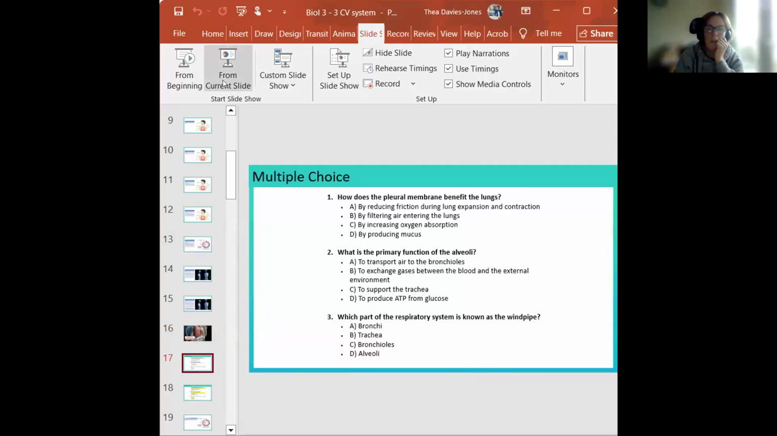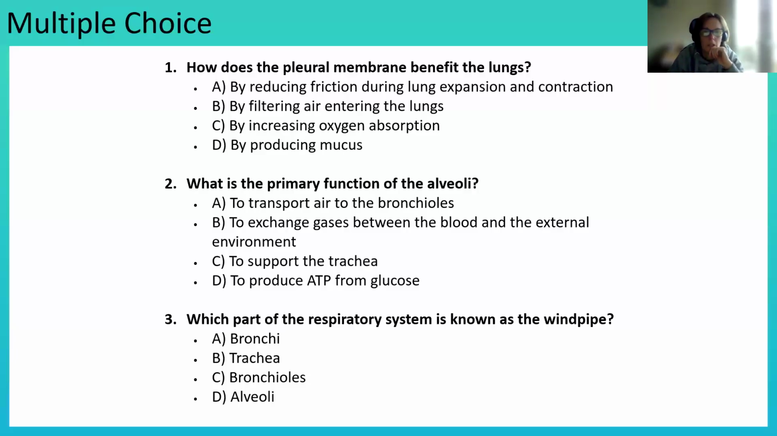I'll pop these questions up for you. So let's have a look at a couple of questions. What does the pleural membrane do? What's the function of the alveoli? And what part of the respiratory system is known as the windpipe, do you think, based on what we just saw? So you can write your answers in the chat if you want to, or you can just scribble them down, depending on how you feel about it. And I'll pop them up in a minute.